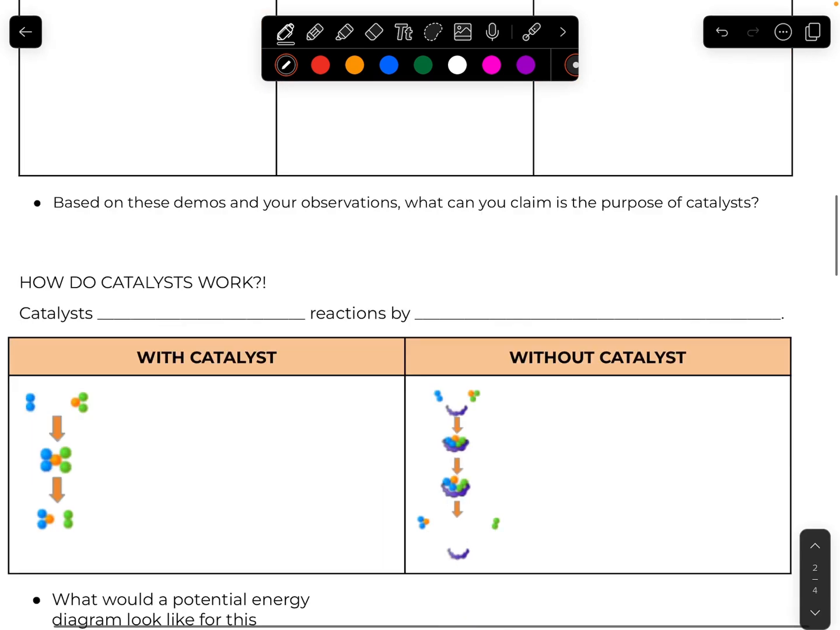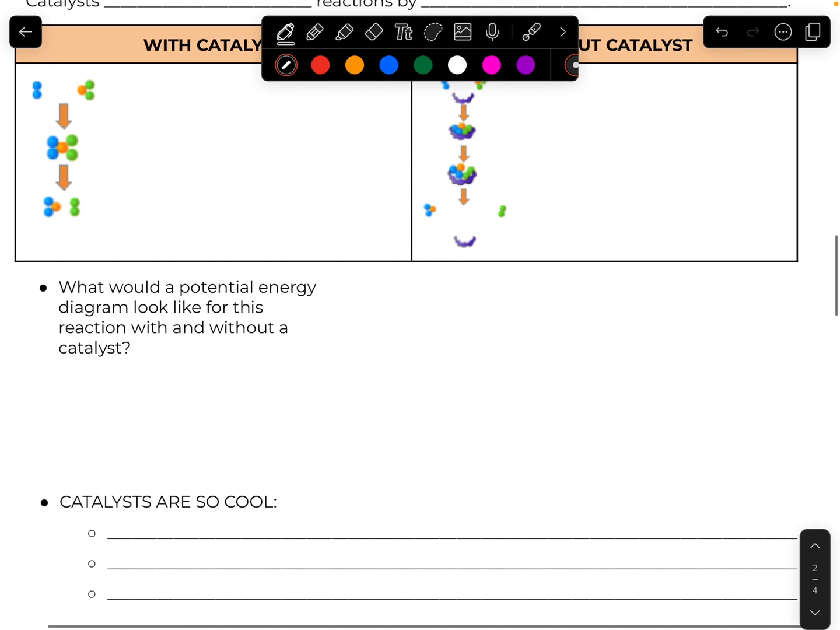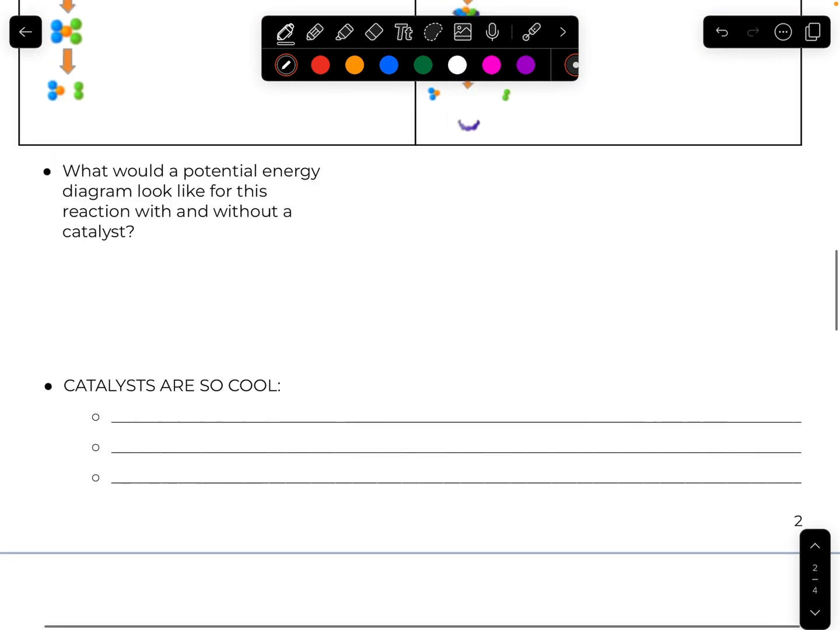Now that you've learned about the purpose of catalysts and have seen how incredibly cool they are, the most important thing to know about catalysts is that they do help speed up reactions by opening up a new reaction pathway that has a lower activation energy, therefore making the probability of your successful collisions much, much higher.